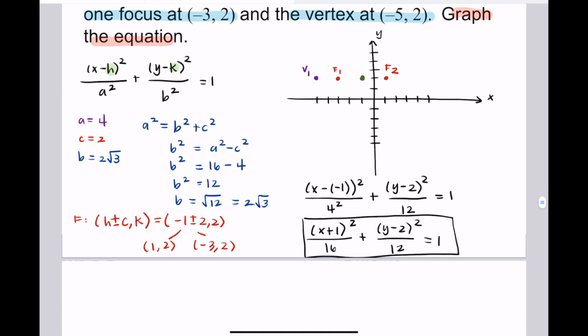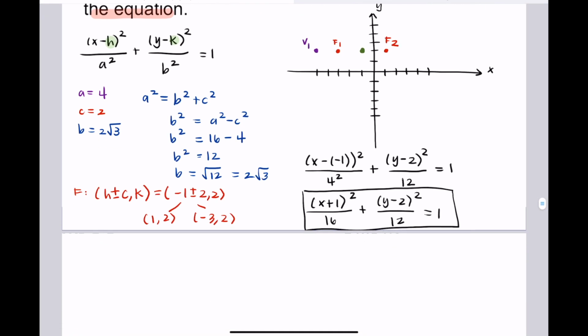For the ordered pairs of our vertices, we would have h plus or minus a comma k, because the distance from the center to each vertex is a. So we would have -1 plus or minus 4 comma 2. So that would be 3 comma 2 and -5, 2. We already plotted -5, 2. We can plot 3, 2.